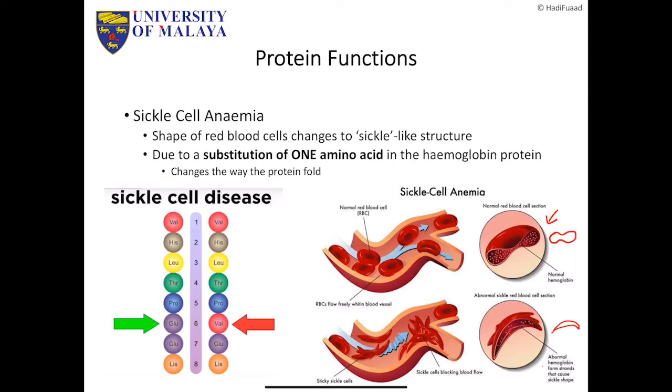And this is a result of a very simple thing. Abnormal hemoglobin forms strands instead of floating around individually. You can see here, each dot represents one hemoglobin, and because of the mutation that causes hemoglobin to form a different three-dimensional structure, the abnormal hemoglobin forms strands that cause the red blood cells to become sickle-like. And this is just the result of one amino acid substitution. It's not even 10, it's not even 2, it's one. So one amino acid change can result in a disease.